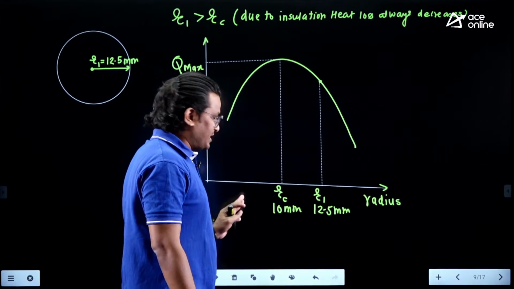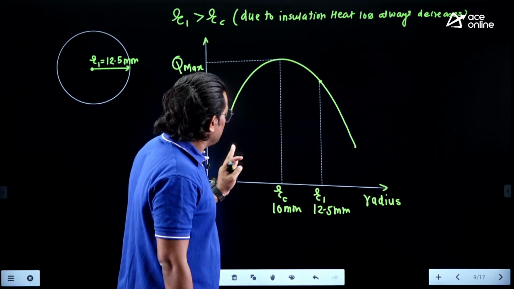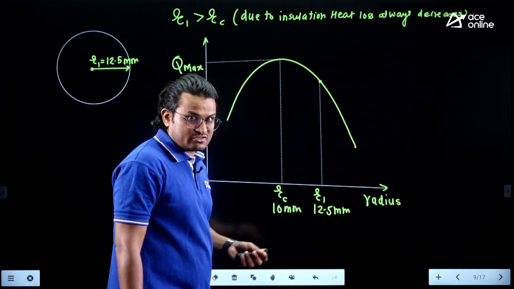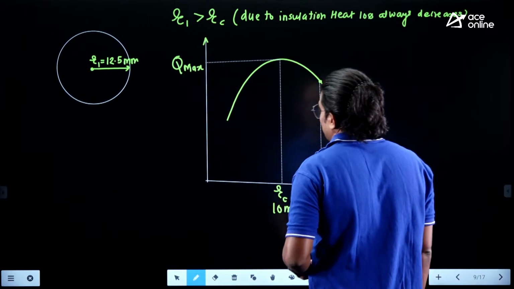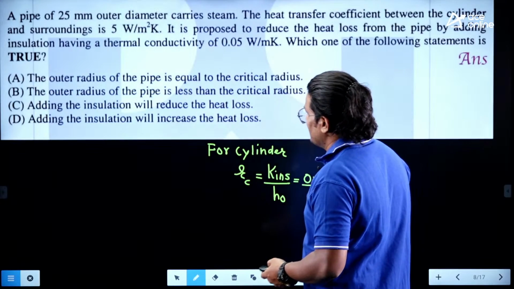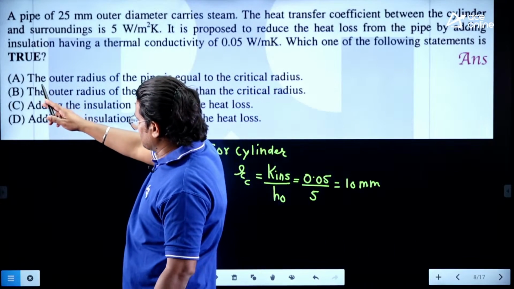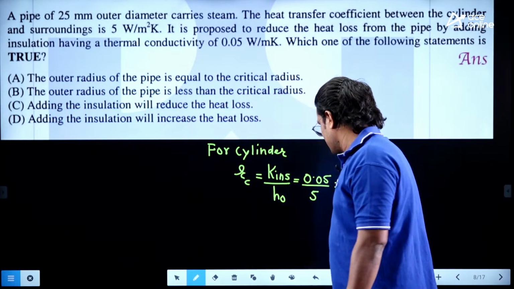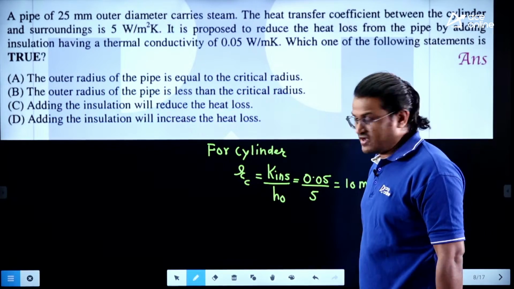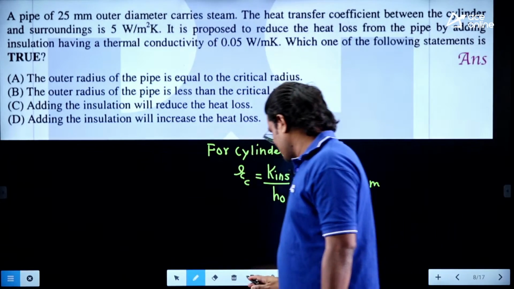If it is below the 10 mm, then the situation will be different. Below the 10 mm, the situation will be different. So, due to insulation, heat loss always decreases, right? So, the first option says the outer radius of the pipe is equal to critical radius. No, outer radius is 12.5, critical radius is 10. So, this is not correct.